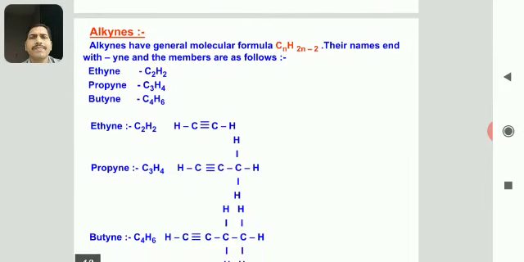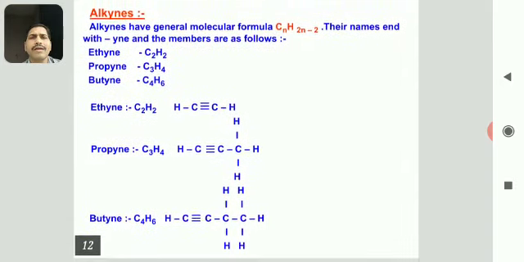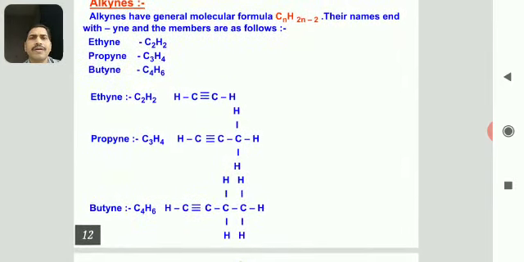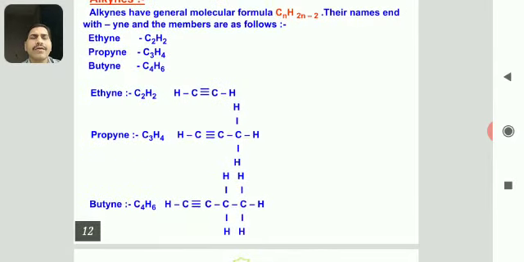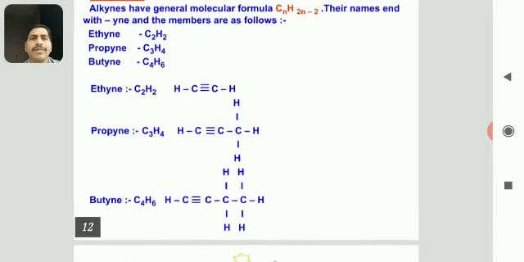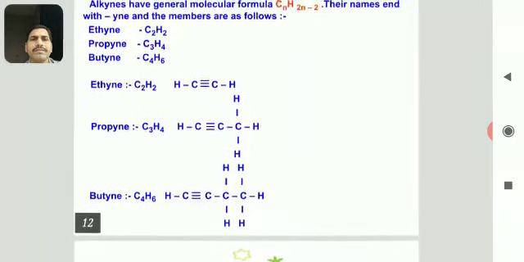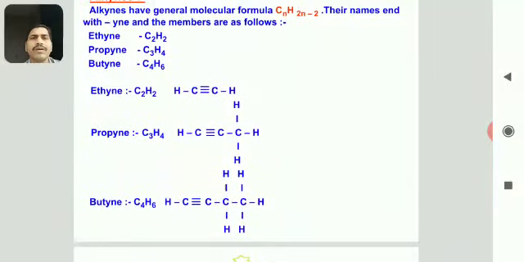That means you can see the picture, you can see the arrangement of carbon atoms here in ethyne. You can see three bonds between carbon and carbon. So by observing the number of bonds between carbons, you can group them into alkane, alkene and alkyne.